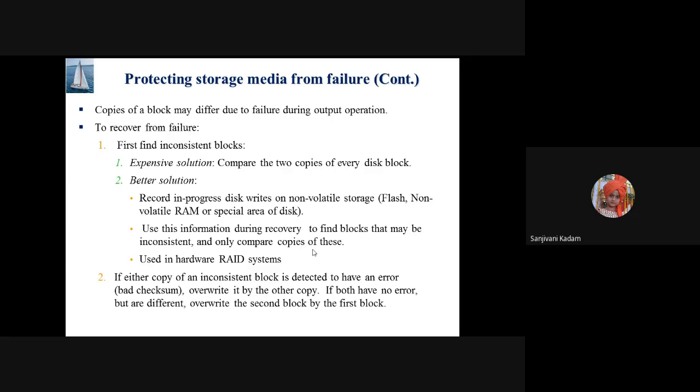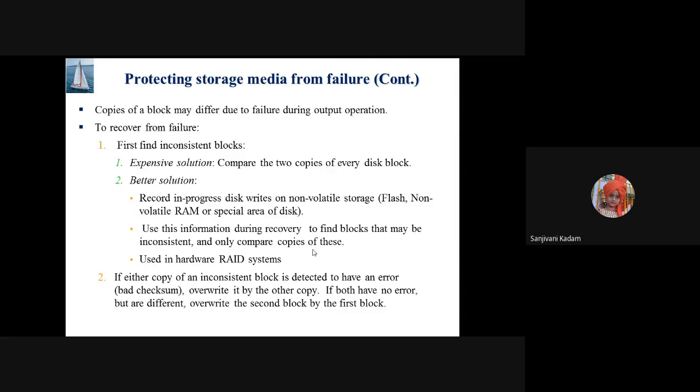Or we can have a better solution for this, that is, record in-progress disk writes on non-volatile storage. It means consider there is a copy 1. On copy 1, record which modifications are done. For example, data item A has been modified, data item B has been modified by deducting 100, or C's address is changed, or anything. Whatever modifications are performed, record those modifications.